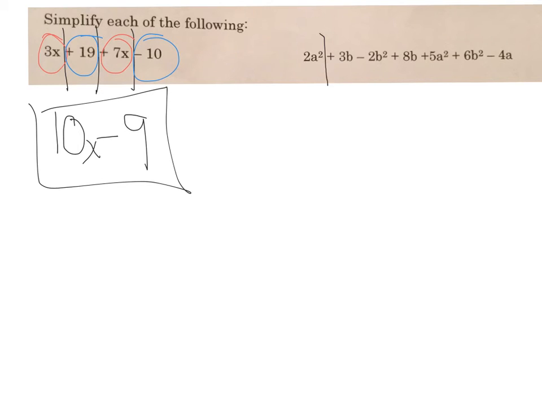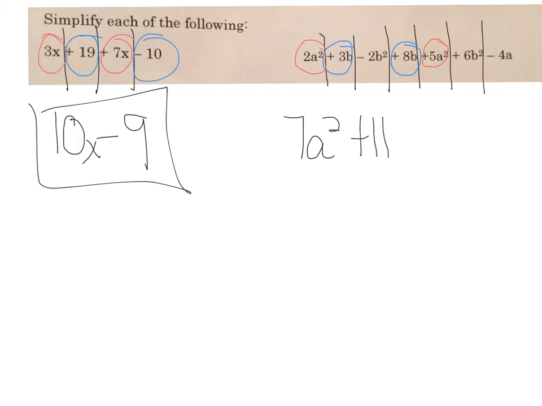Once again, we're going to break these terms up. It helps us see them as individuals, and that is what we want to see. Okay, so I'm going to look for all of my a squareds. Remember, they have to have the base and the exponent the same. And here's another a squared. So 2a squared plus 5a squared would give me 7a squared. So now I'm going to look for 3b's. Oh, there's an 8b. So 3b plus 8b would give me 11b.